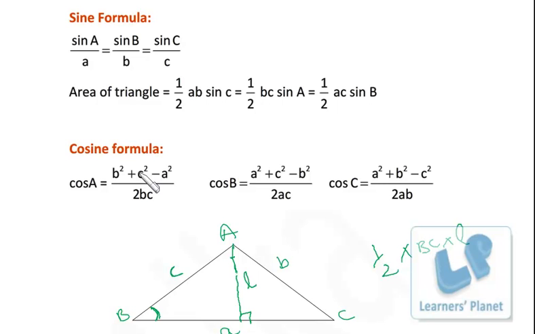Similarly we have the very important cosine formula. Now suppose you know the length of two sides and their included angle, then the third side can be calculated, or you can use it in other ways also. So cos A is equal to b square plus c square minus a square by 2bc. Here A is the angle, and the side opposite to it will be subtracted. So this way you can learn the cosine formula.